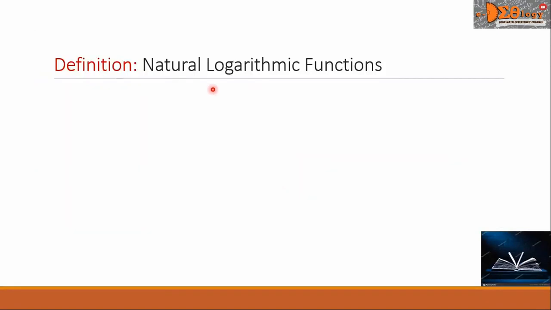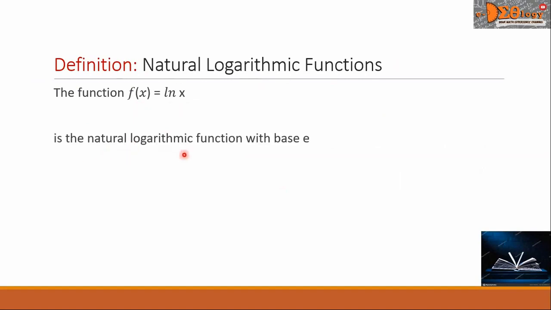First, let us define natural logarithmic functions. The function f of x equals ln x is the natural logarithmic function with base e. Thus, the log of x with base e equals ln x, where x is greater than 0. It means x must be positive. This f of x equals ln x can be written as y equals ln x. And this function is equivalent to the exponential expression x equals e raised to y.